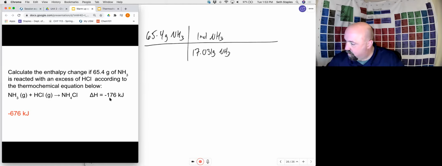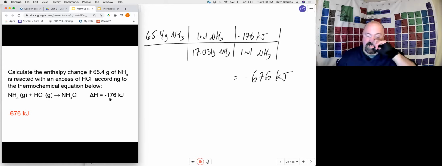Now that we are in moles, we're just going to use our conversion factor from our thermochemical equation, 176 kilojoules per every 1 mole of NH3. We plug that into our calculator and we come up with 676 kilojoules.